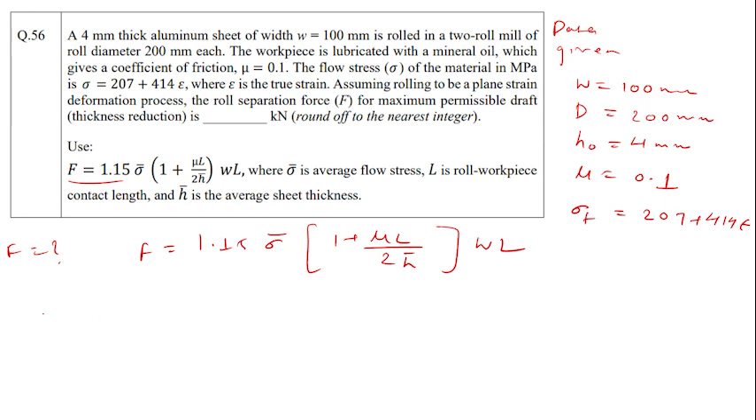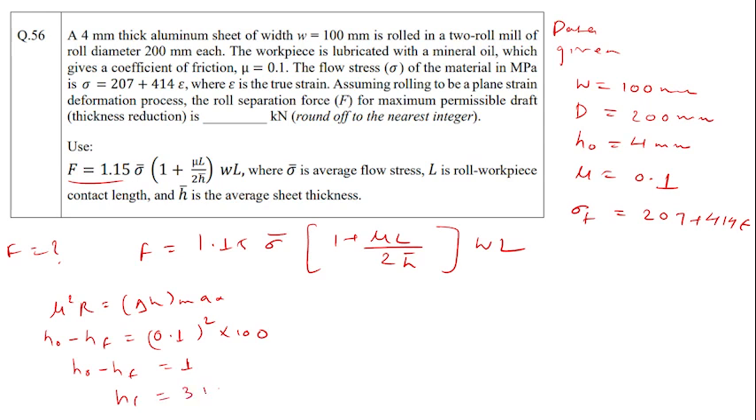So firstly we will find the delta H max. Mu square R is equal to delta H max. From here, H0 minus HF is equal to 0.1 square into 100. So H0 minus HF will be 1, and your HF will be 3 mm. So your delta H max will be 4 minus 3, that is 1 mm.